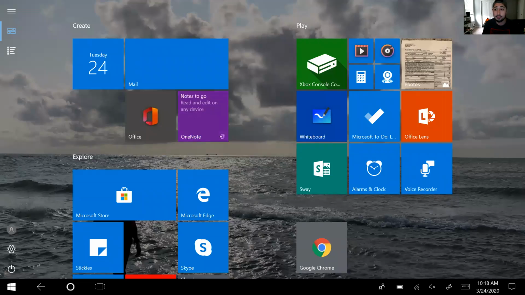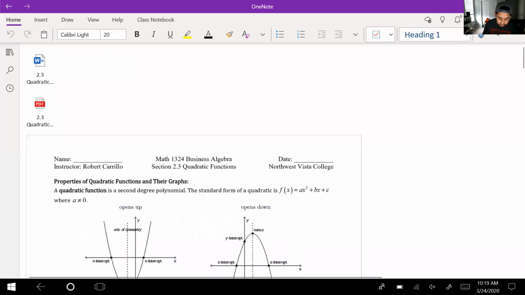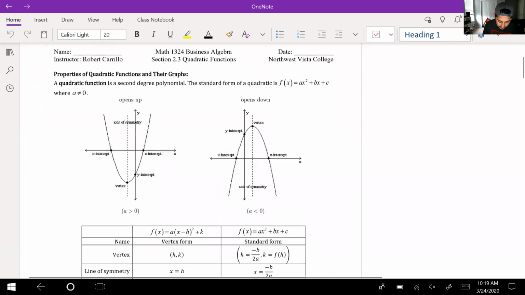Okay, welcome back, everybody. Here today, we are going to learn about more quadratics, but we're going to learn about quadratic functions today. So here are the notes. Quadratic functions 2.3. Okay, and yes, on the left side, just like these are our OneNotes, you can download the Word file and download the PDF as well. Okay, so let's get started.